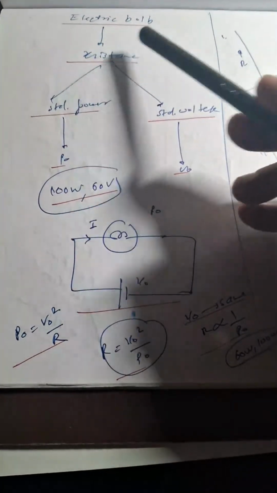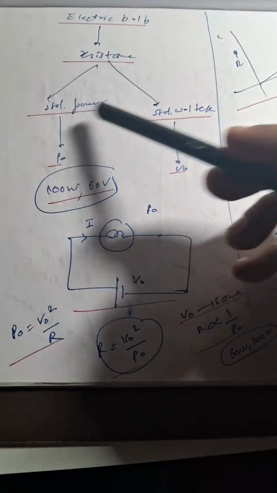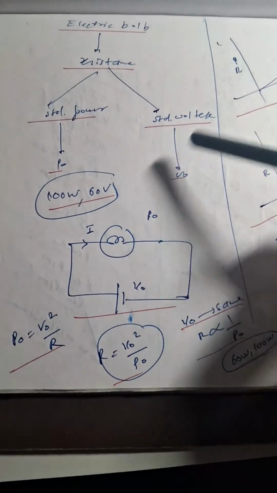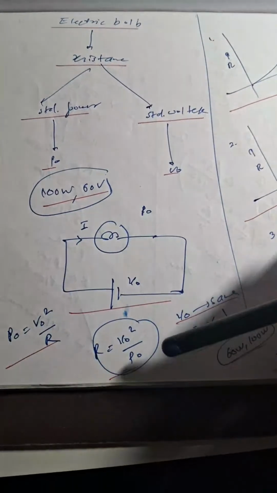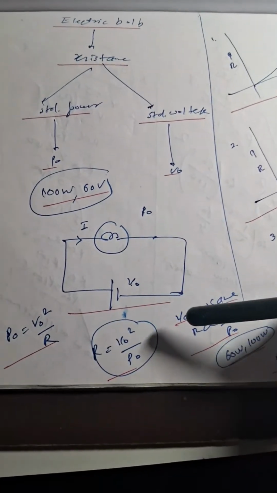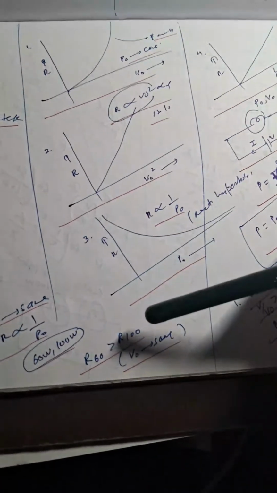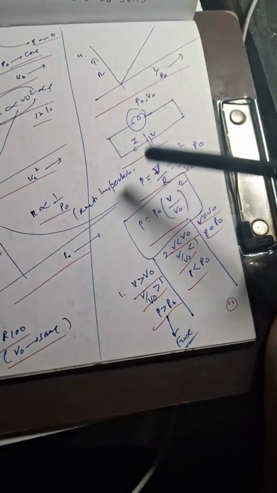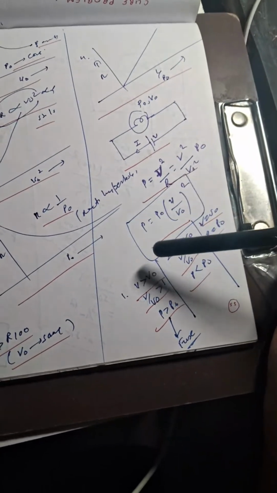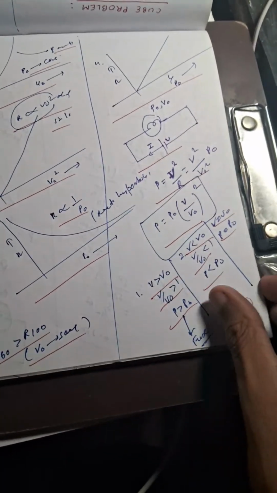Then we have the concept of electric bulb, its resistance, power, and standard voltage, numerical based on calculation of voltage, graphical based analysis, and we have another question based on calculation of power, actual power and the apparent power.